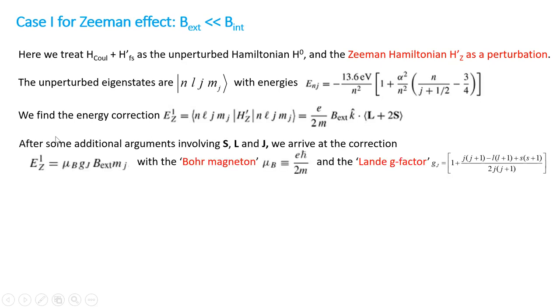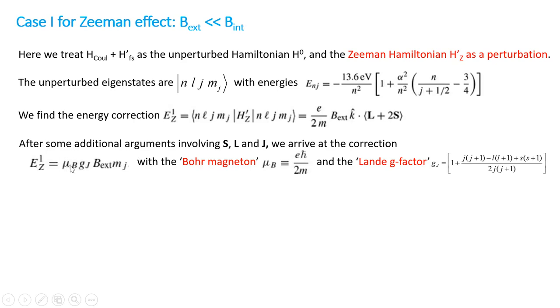After some additional arguments to simplify things and find the expectation values of S and L involving S, L, and J, the total angular momentum J, and you can refer to the text for these arguments, we arrive at the expression for the correction.